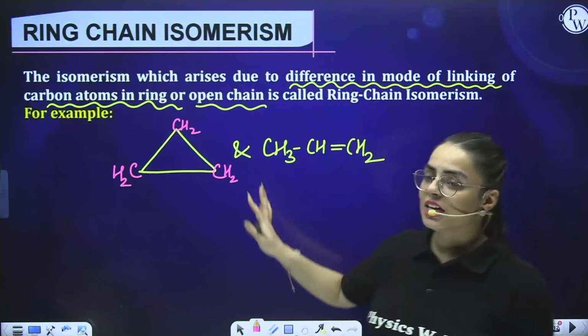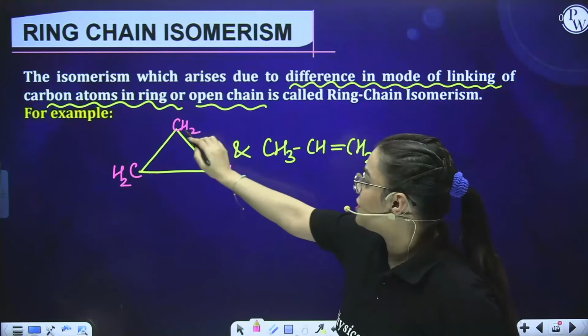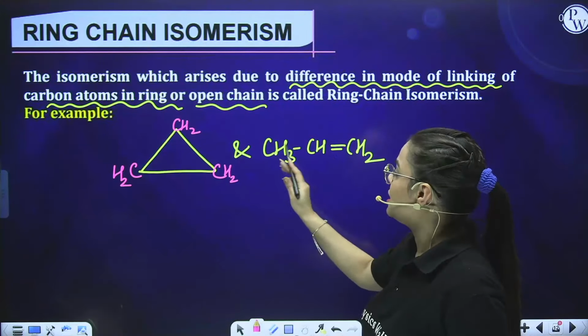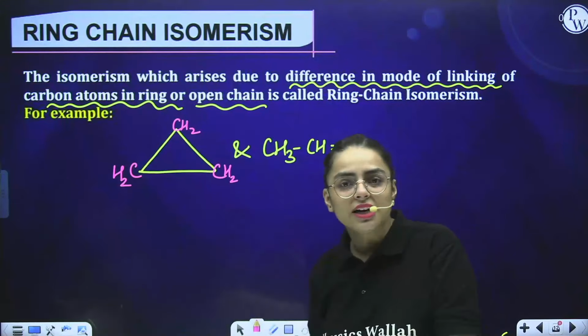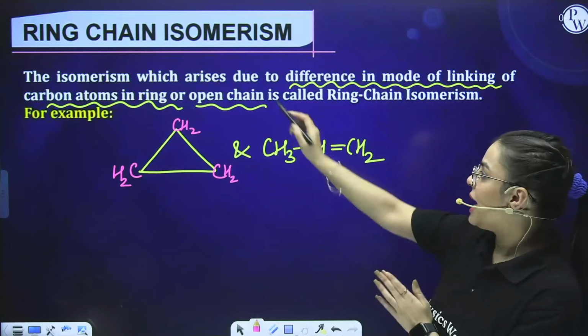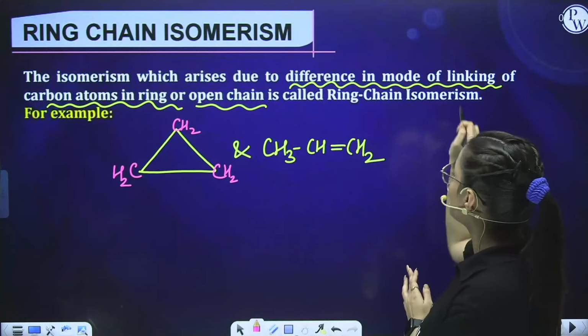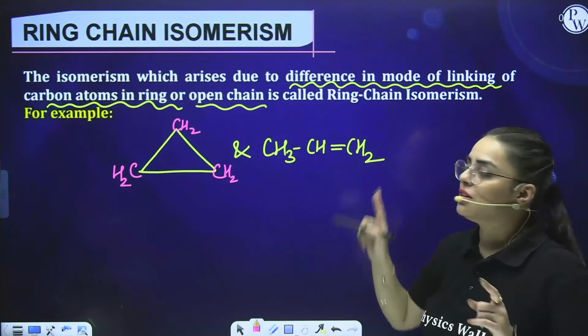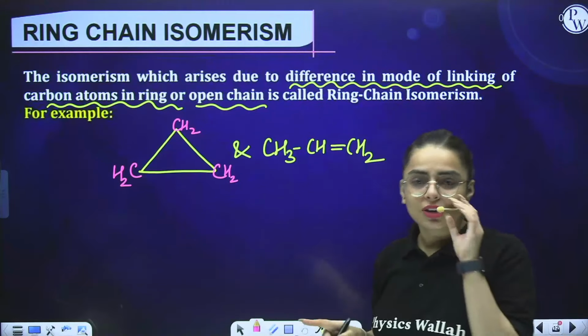But here linkage is different. Here you can see that first carbon atom is linked with the third carbon atom. But if here I see, here it is open chain compound, first is not linked with the third carbon atom. So the isomerism which arises due to difference in mode of linking of carbon atoms in the ring or the open chain is known as ring chain isomer. Now let us take one more example.